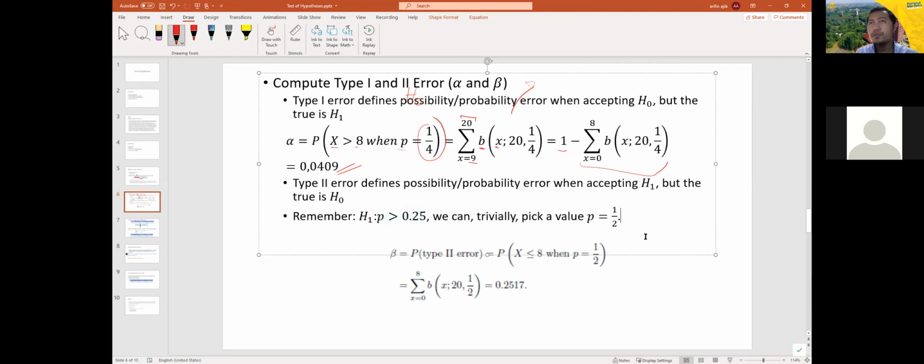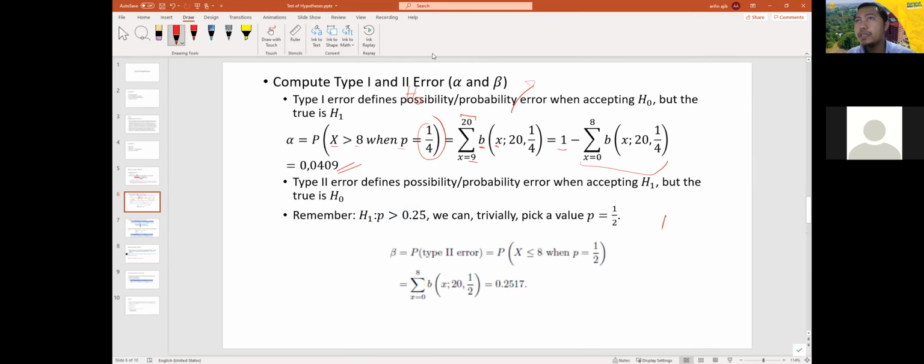So maybe some of you are asking me, how about if P equals maybe 3/4? Is it okay? Yeah, it's okay. And then we can check later, we can check the beta.